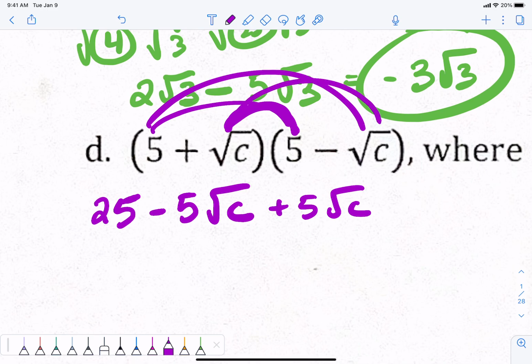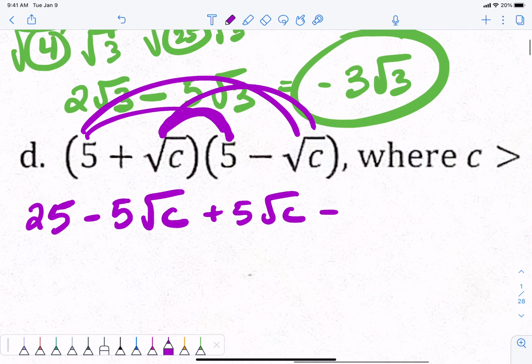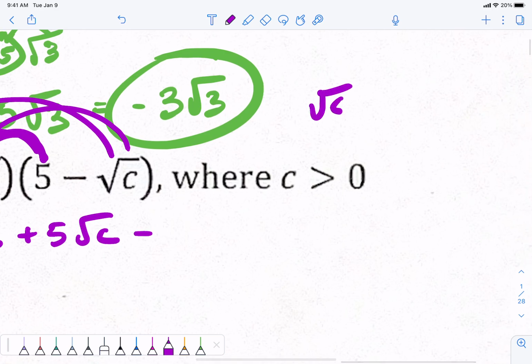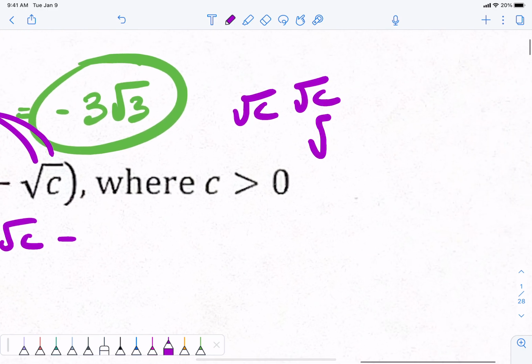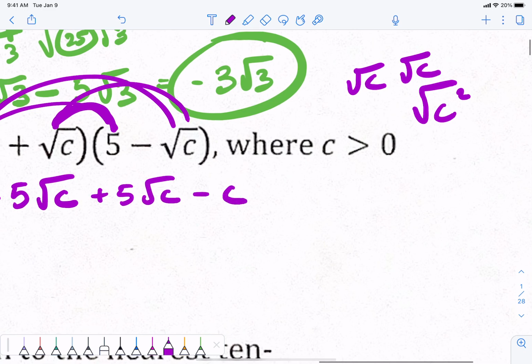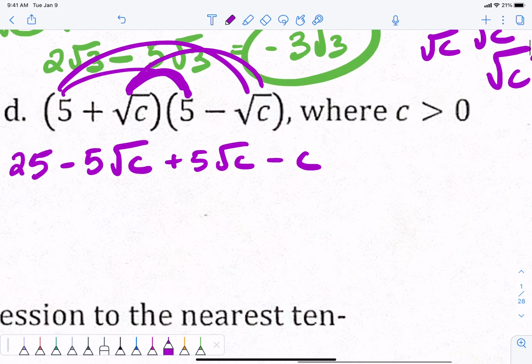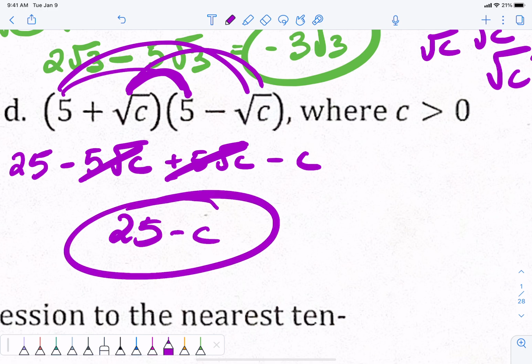First of all it's negative. What's the square root of c times the square root of c? Square root of c times the square root of c would just be c. So this is 25 minus c. Do you see how that comes out? The square root of c times the square root of c is just c, right? These two cancel out, so it's just 25 minus c, and that's the solution.